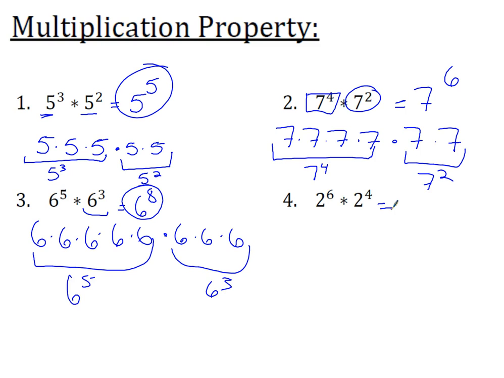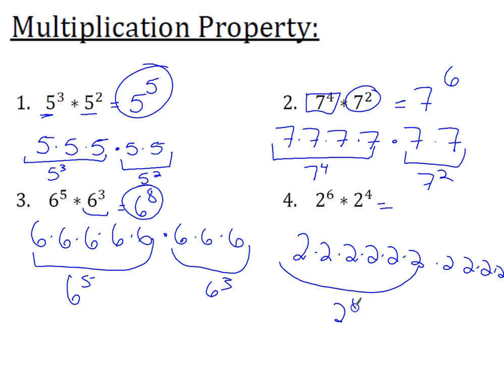So hopefully you've had a chance to do this now. So 2 to the 6th, I am going to write as 6 2's. 2 to the 4th, I'm going to write as 4 2's. So I have 6 2's from this part, 4 2's here. In total, I have 10. So 2 to the 6th times 2 to the 4th is going to be 2 to the 10th.